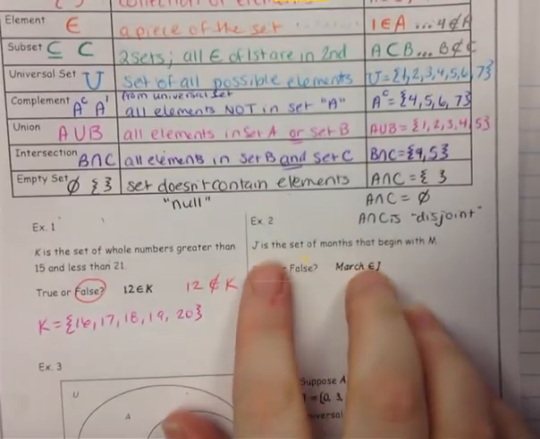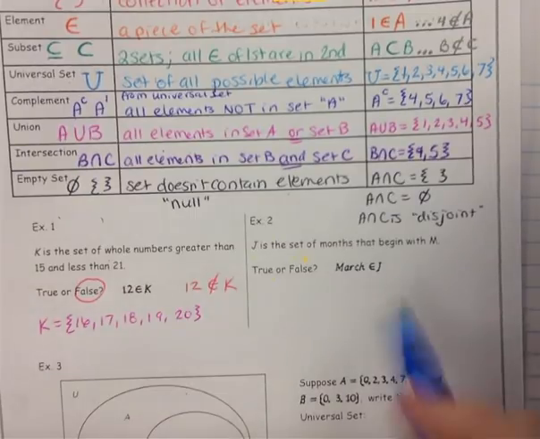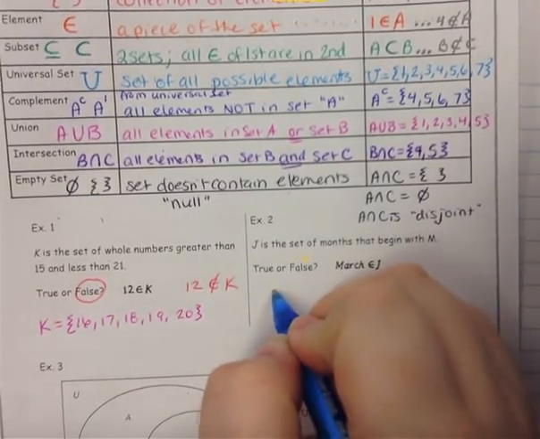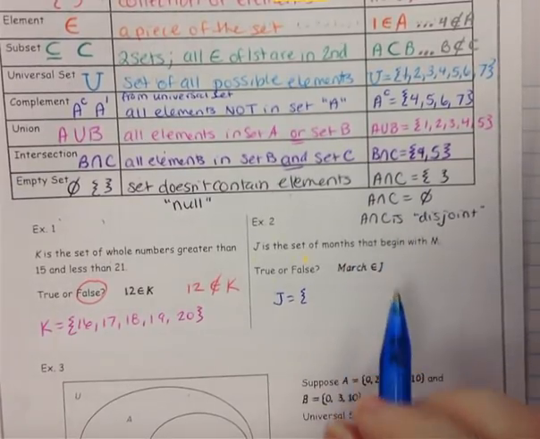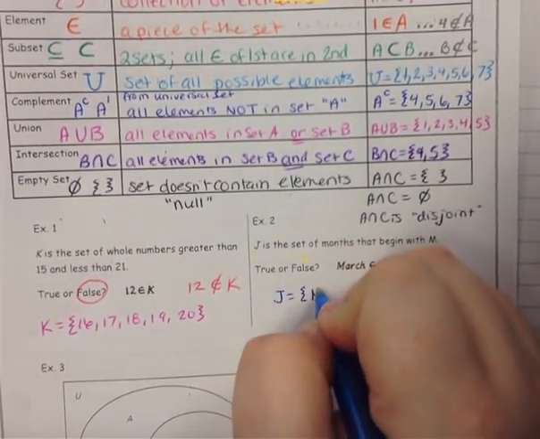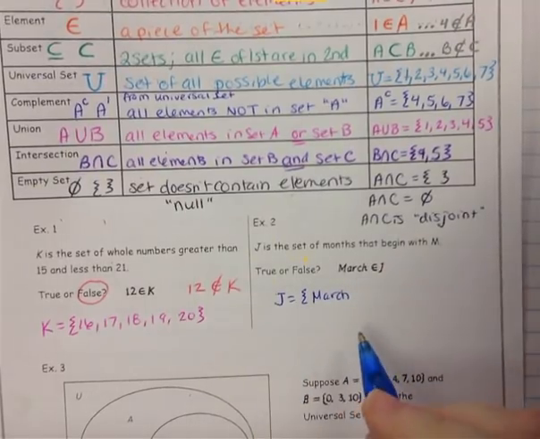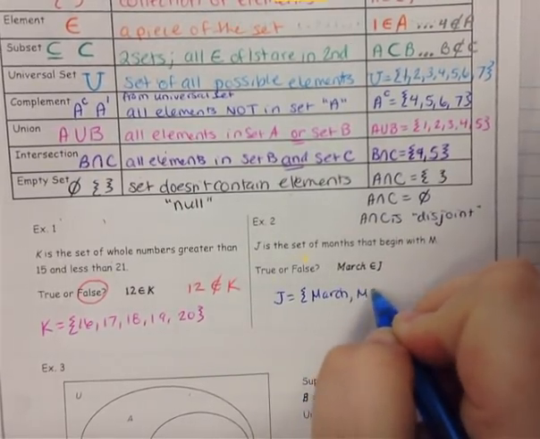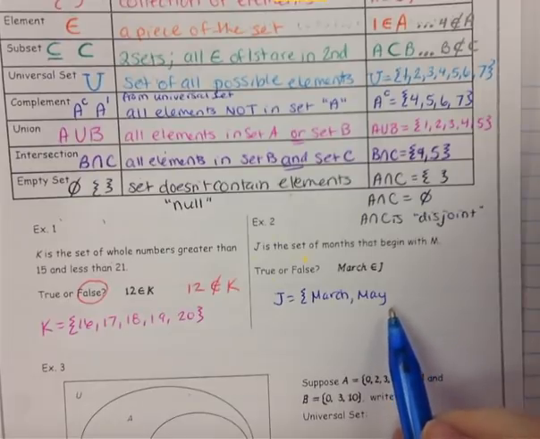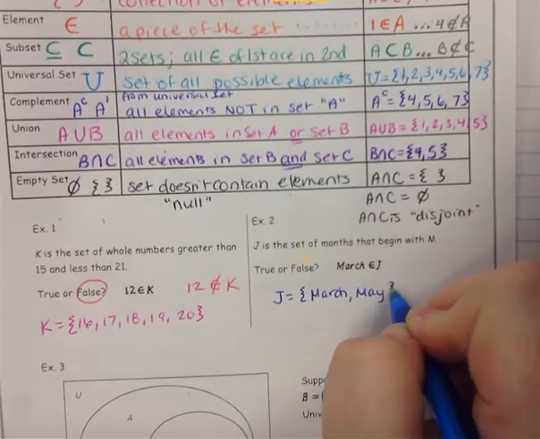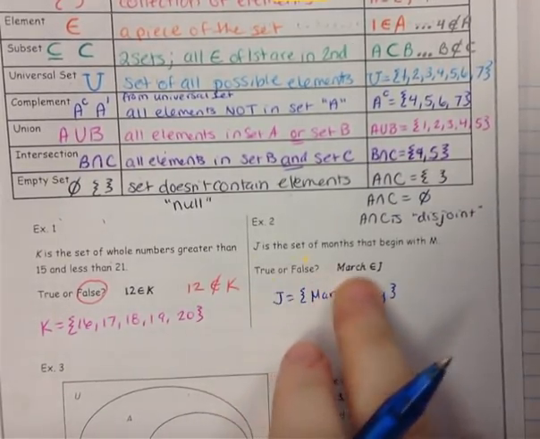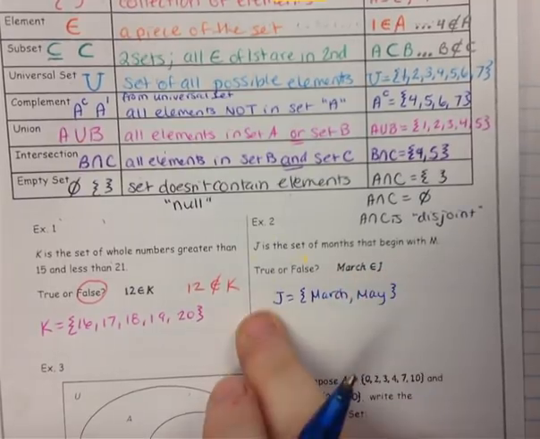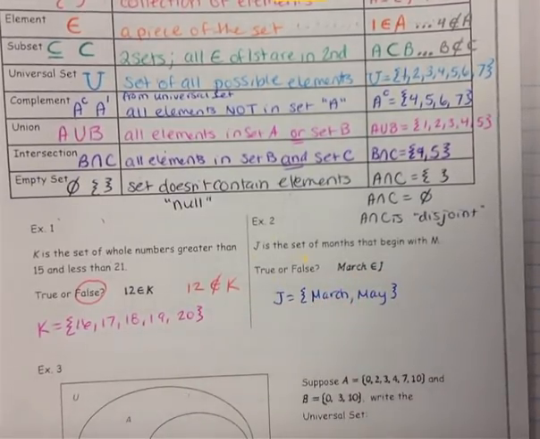The next one says that J is the set of months that begin with M. So J is equal to the set of months that begin with M. So we have January, February, March, April, May, June, July, August, September, October, November, December. That would be it. That's all of the months. So we can end our bracket, our set. True or false? March is an element of set J. J, March is in it. So we would say true.